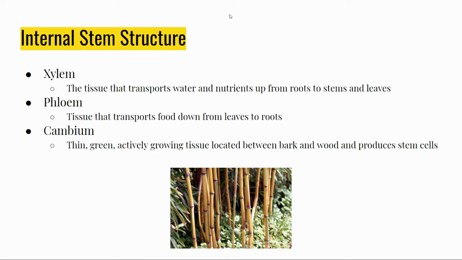So some structures within the stem are internal stem structures. So again, xylem and phloem come up. It's extremely important when we're talking about plants. Xylem is the tissue that's going to transport water and nutrients from the roots up to the stem. Phloem is the tissue that's going to transport the food down from the leaves to the roots. Then cambium is a thin green, actively growing tissue located between the bark and the wood that is going to produce stem cells.